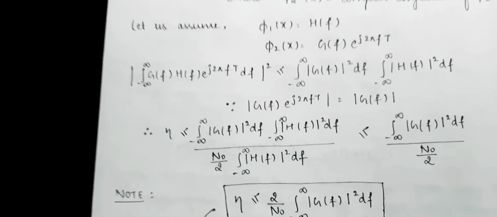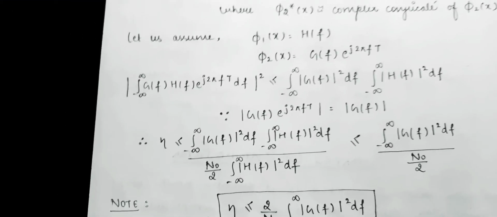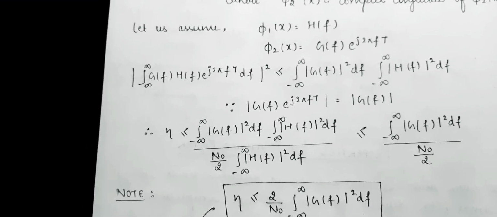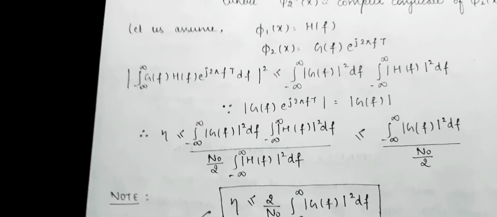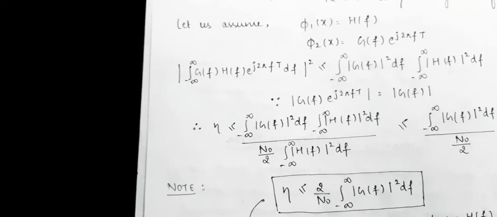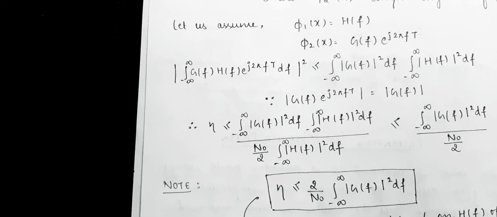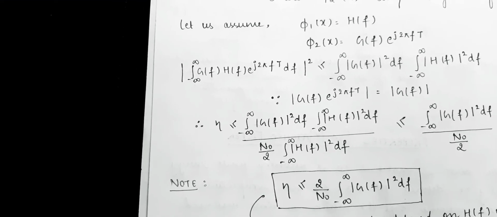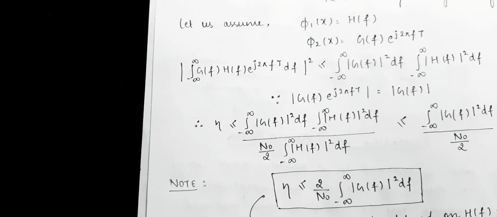Now let us assume that phi1(x) is equal to H(f) and phi2(x) is equal to G(f) e to the power j2 pi ft. Now putting in the previous equation, we get mod integrating G(f) H(f) e to the power j2 pi ft df, whole mod square, is less than or equal to integrating mod G(f) square df into integrating from minus infinity to infinity mod of H(f) square df.